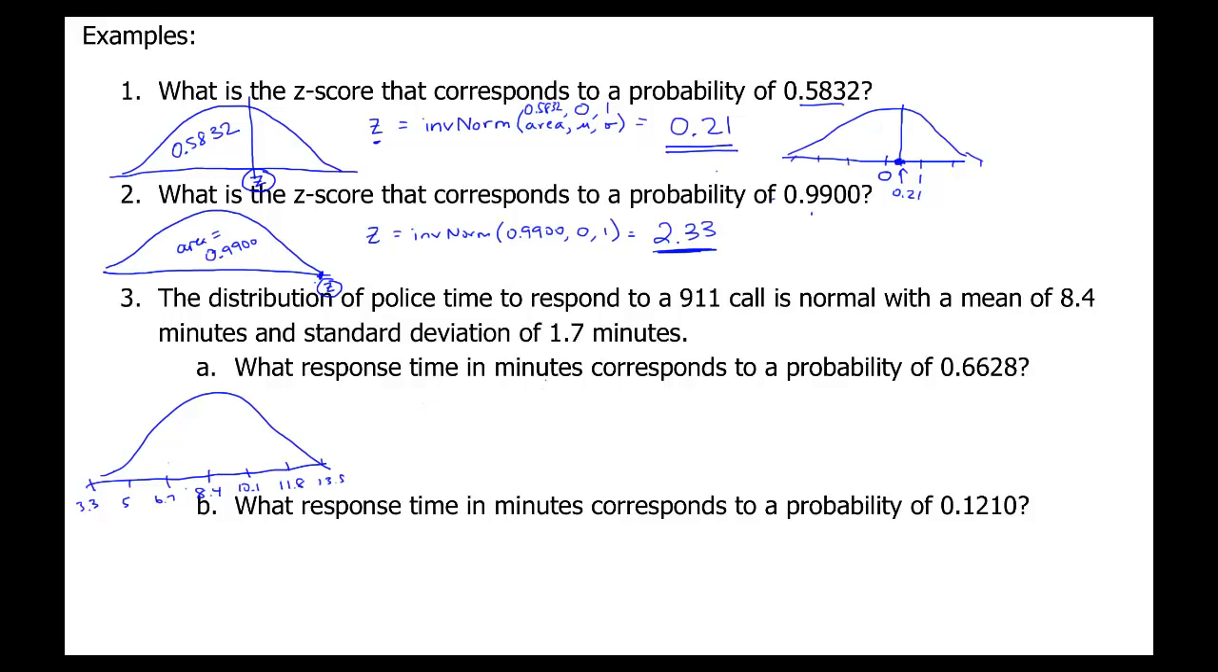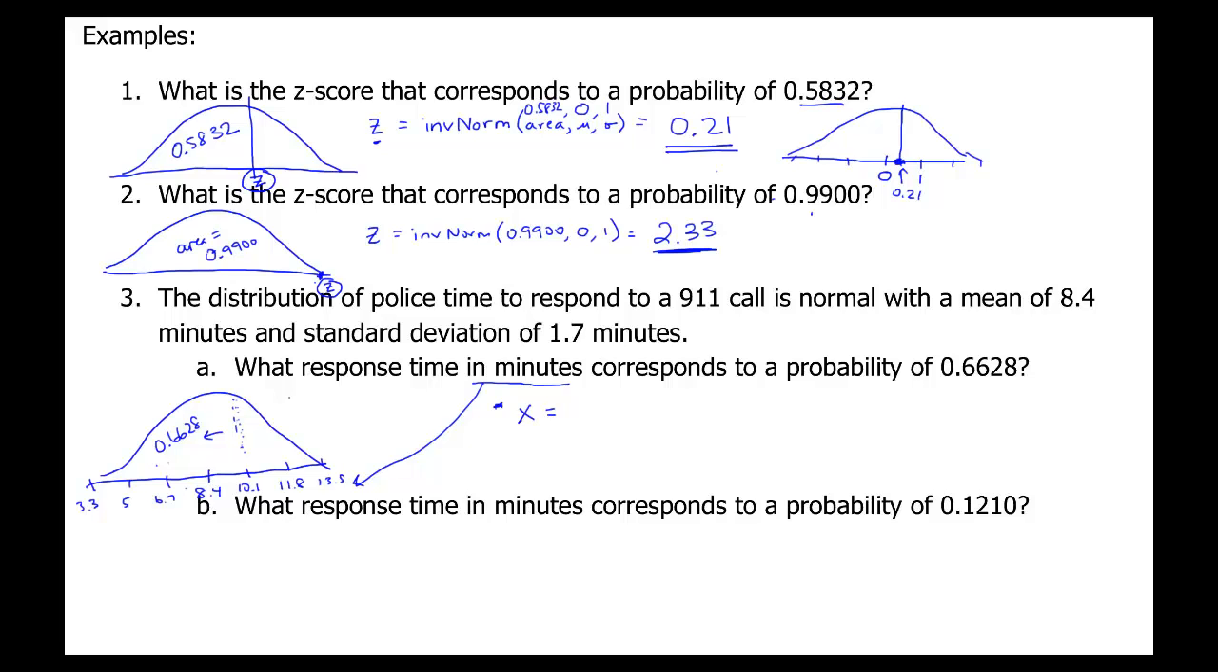And we want to know what's the response time in minutes. So in minutes is going to be the same values for x down here. And we want the probability of 0.6628. Now I'm not sure exactly where 0.6628 is going to be. I'm just going to put 0.6628 and then I'm just going to draw some dashed line over here. I don't know exactly where that'll end up. But the area to the left is 0.6628. And we want whatever value of x along this scale is going to correspond to that.